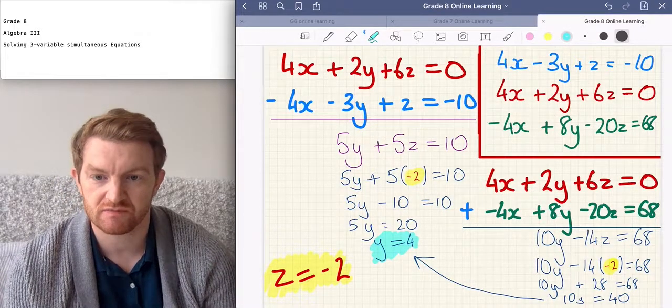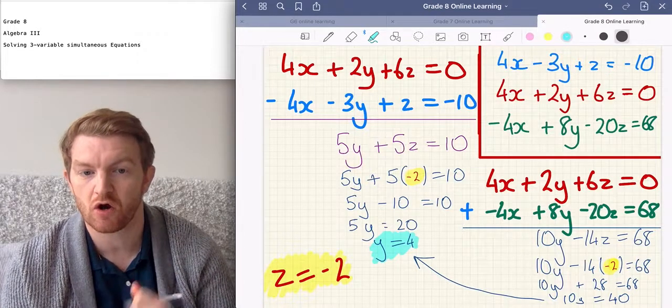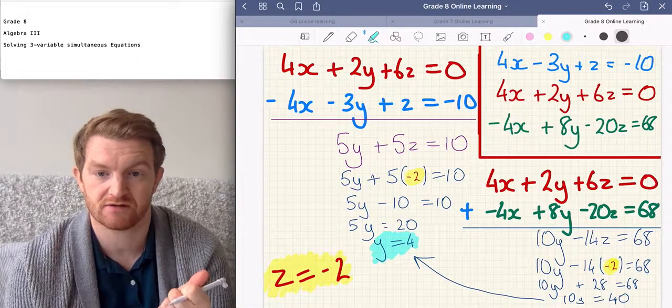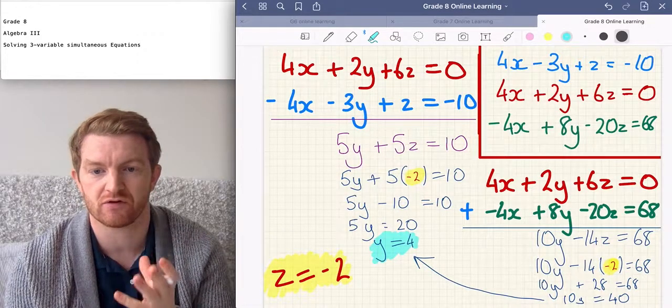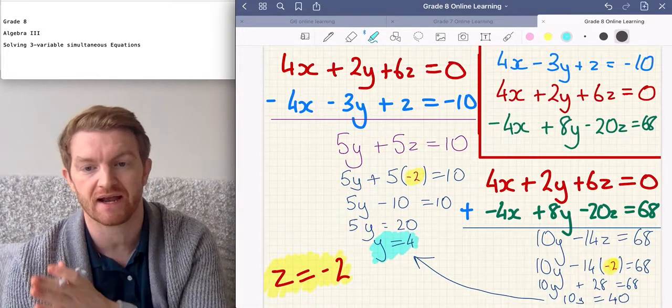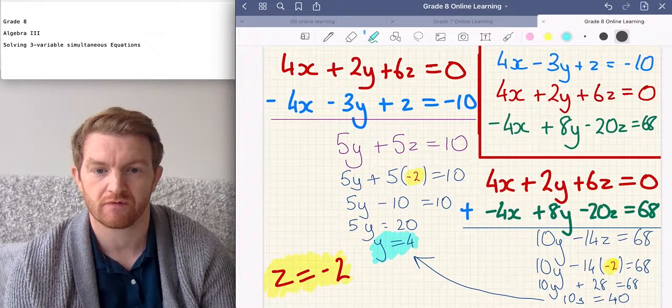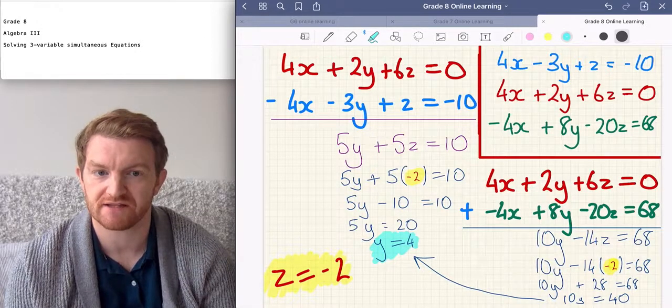Now if we substitute it into both of them and we get the same answer, we can be confident that those two variables are correct. If you don't get the same answer at this point, then something's gone wrong with whatever your first variable is, so you need to go back and review what you've done. So now we're pretty confident that z is -2 and y is 4.